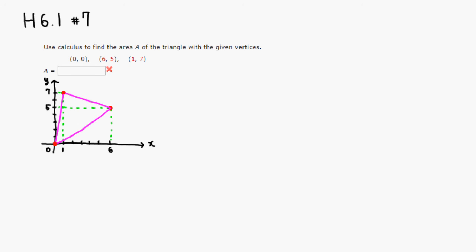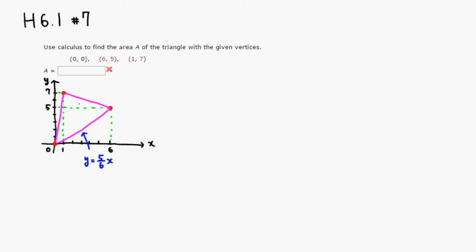First one, say this one right here. The y-intercept is 0, so the slope is going to be, as you go 6 units to the right, you go up 5, so 5/6. So y equals rise over run times x.